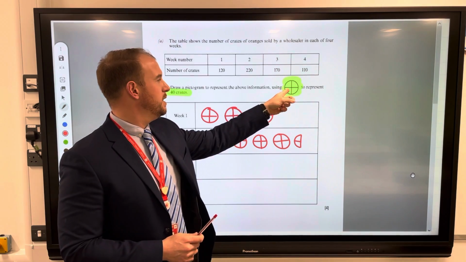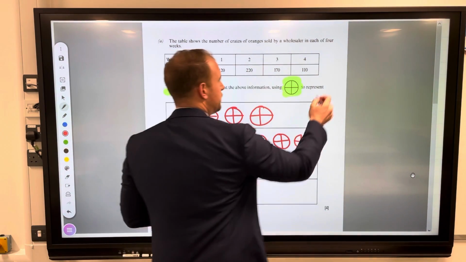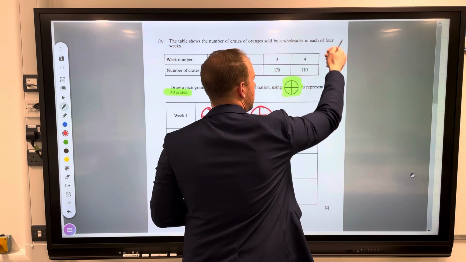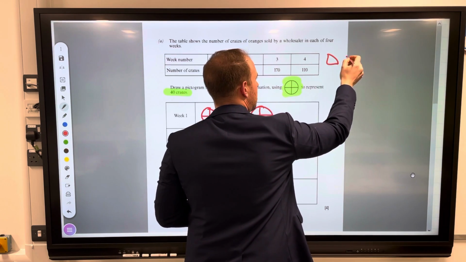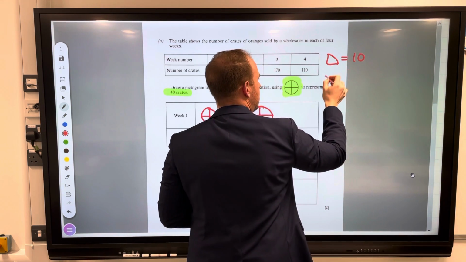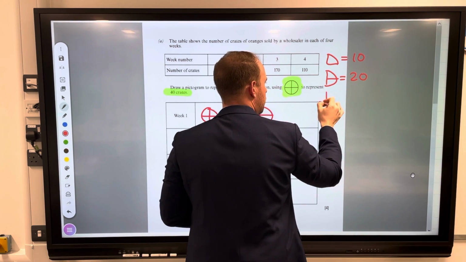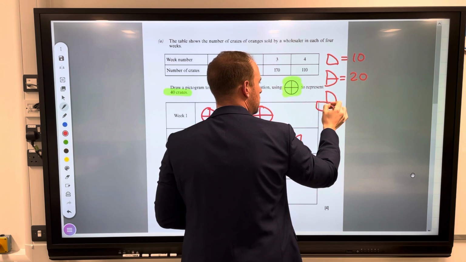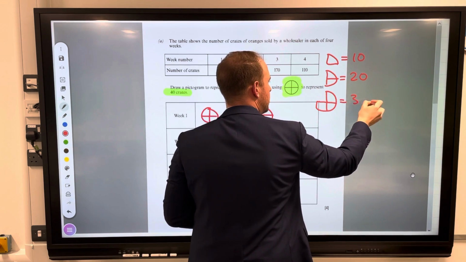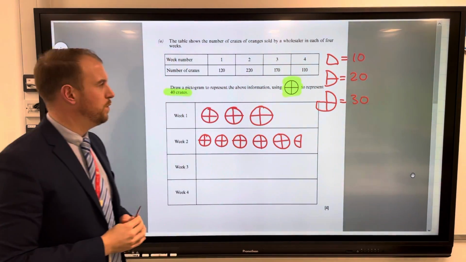So using this key now, if all of that is 40, then a quarter of it, like that, well, that'll be worth 10. Half of it will be worth 20. 3/4 would be worth 30. Obviously, the whole thing is 40.